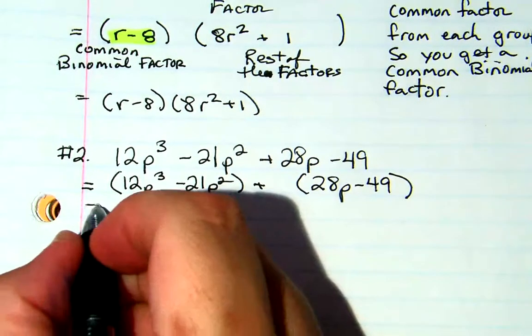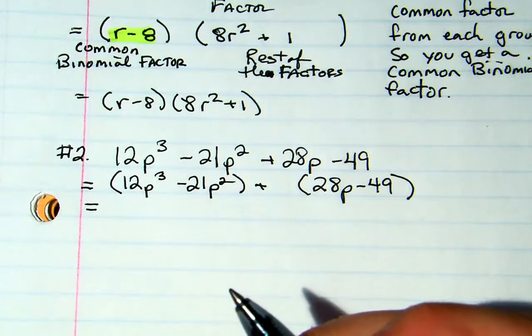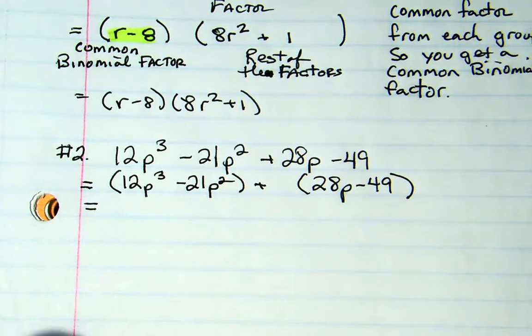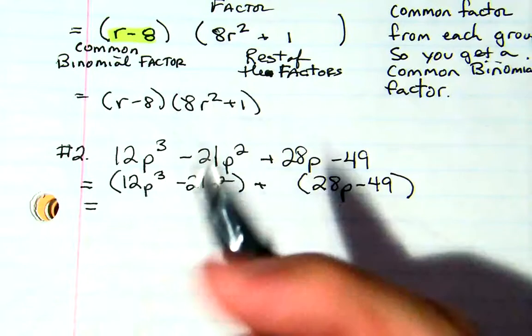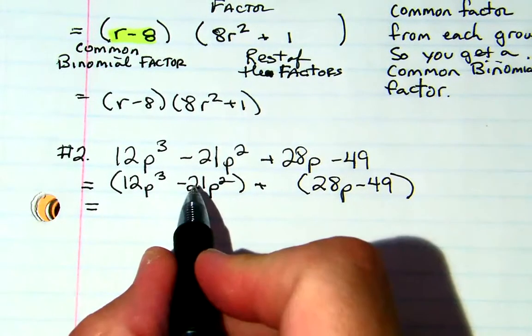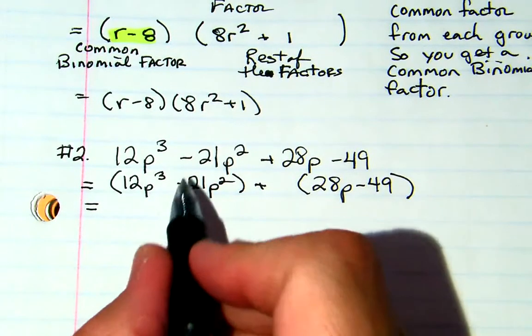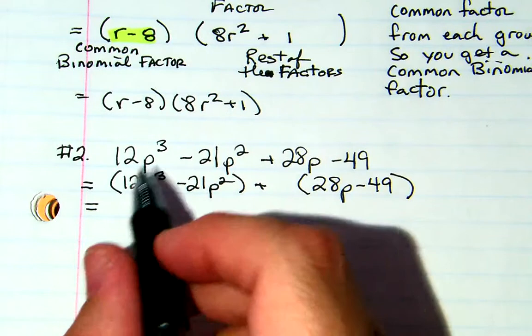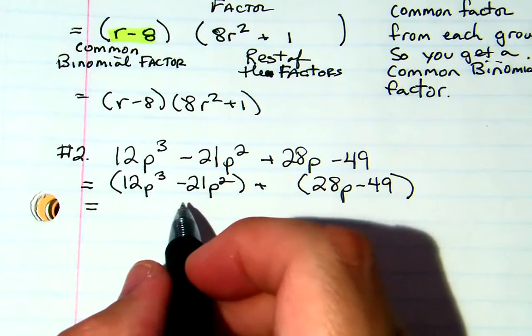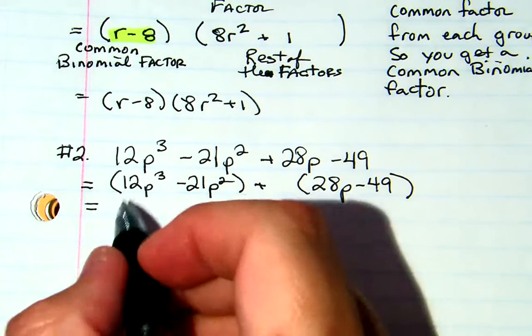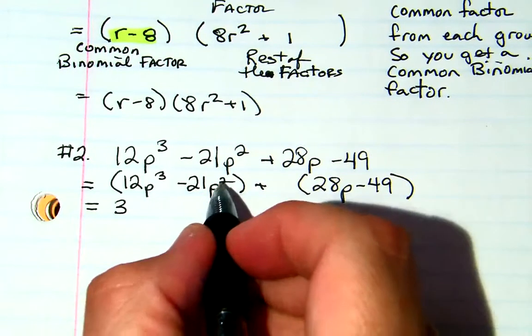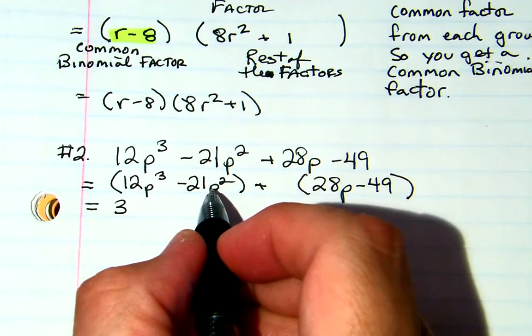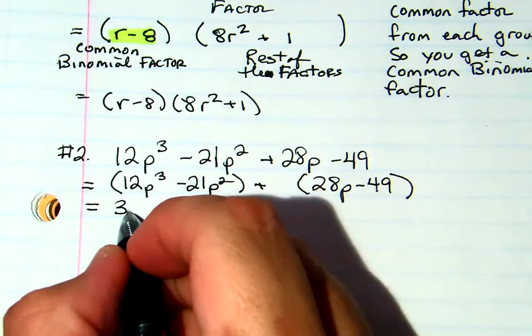Now, factor out common factors, with an eye towards getting that common binomial factor. I have a 12 and a 21. What's the only number I can divide into 12 and 21? 3. So I'm going to take out a 3. Now I have p cubed and p squared. Which one do I take out? P squared.